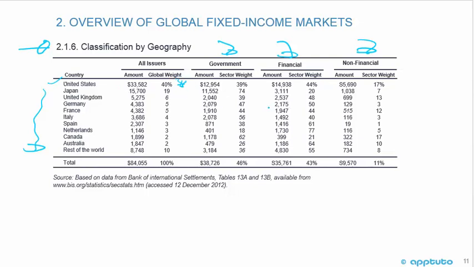This is very similar to what we saw in the equity markets back in the LOS and the reading for the equities, that the US is the biggest market for equities. It's also the biggest market for debt. We can see that government makes up 39% of the bond issuances, financial 44%, so larger than government, and non-financial is 17%. Interestingly enough, the second country is Japan, followed by the United Kingdom, Germany, etc. Not a lot to see on this slide other than the fact that the US is the largest and perhaps that the financial sector is a bigger issuer of debt than the government.